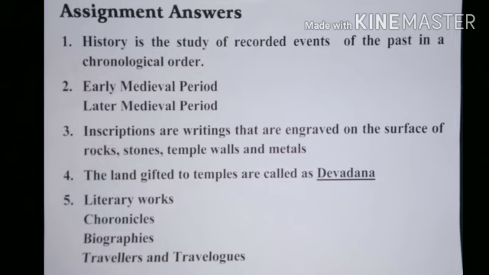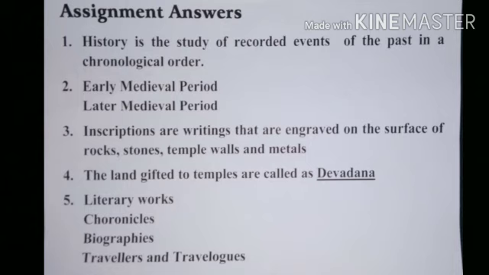What are inscriptions? Inscriptions are writings that are engraved on the surface of rocks, stones, temple walls, and metals. Then the fourth one, the land gifted to temples are called as Devadana.